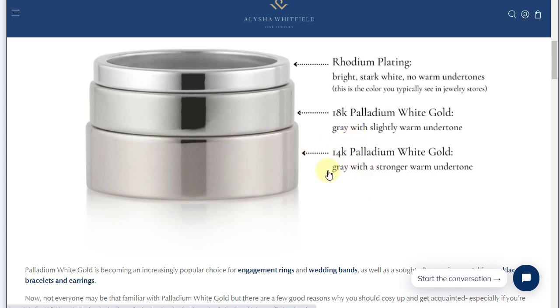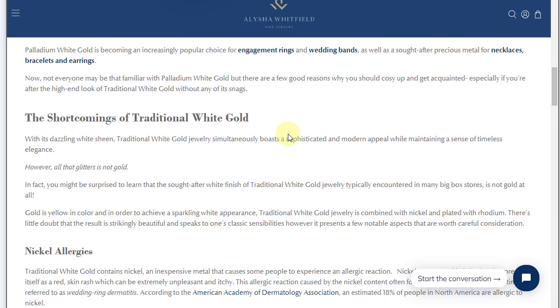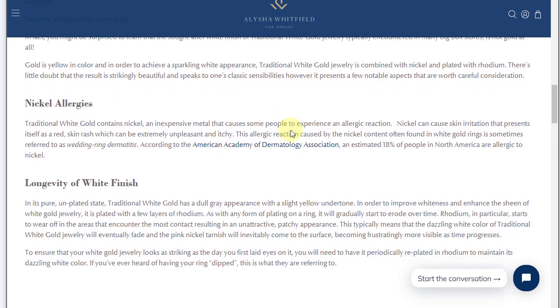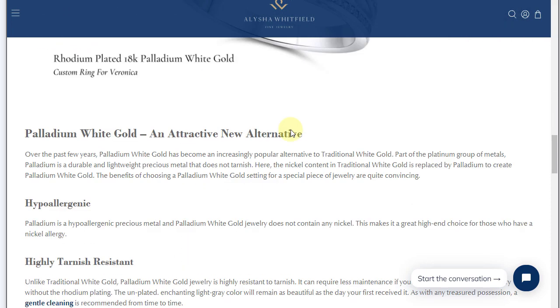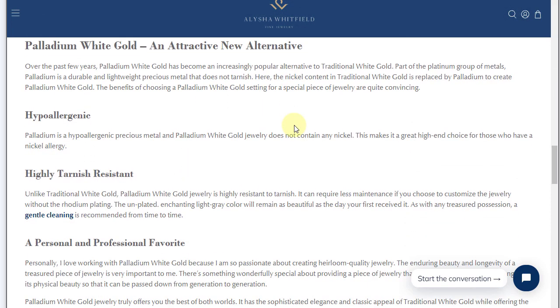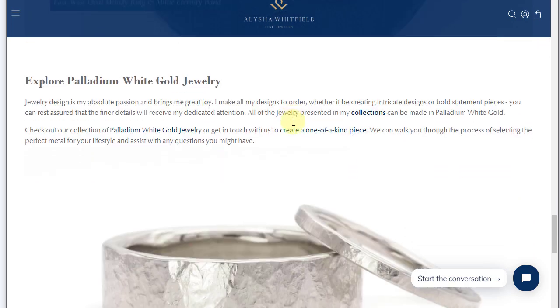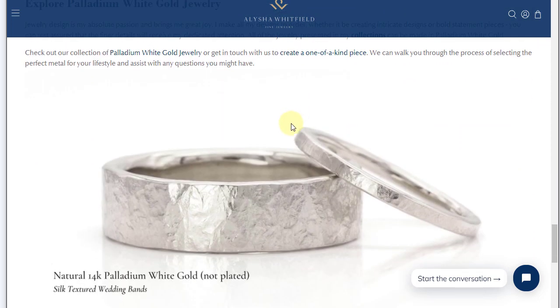And they get different undertones, and they sort of like palladium because nickel is very often used to get a whitish color on gold, sometimes silver, but they say that palladium is preferred because nobody's allergic to palladium. This is one of their jewelry items with 14 karat palladium, and that's the jewelry.